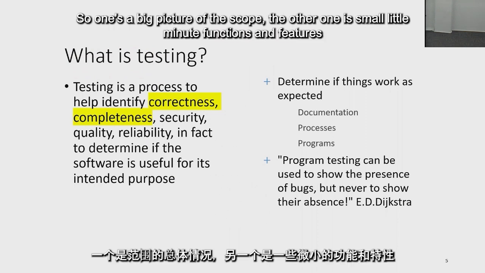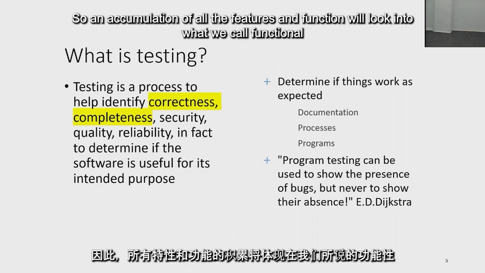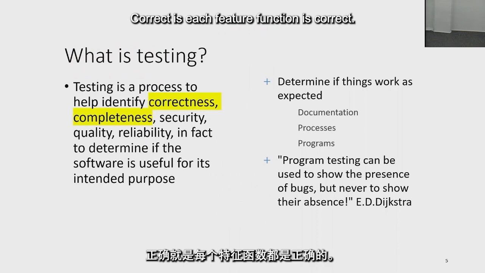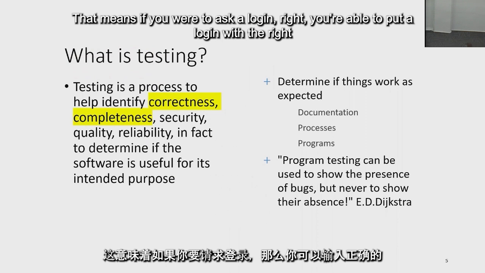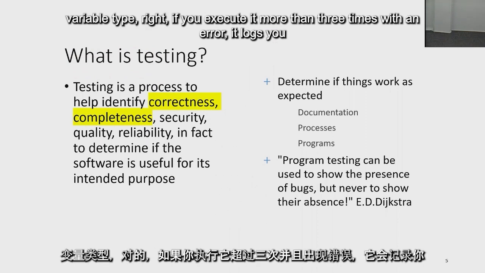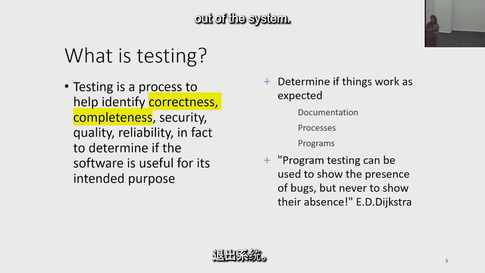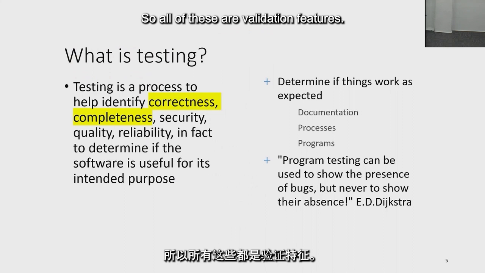That means in totality, that product is able to deliver the intended requirement of the user. So one's a big picture of the scope, the other one is small little minute functions and features of the system. So an accumulation of all the features and functions will look into what we call functional completeness. Correctness is each feature, function is correct. That means if you were to ask a login, you're able to put a login with the right variable type. If you execute it more than 3 times with an error, it logs you out of the system. So all of these are validation features.